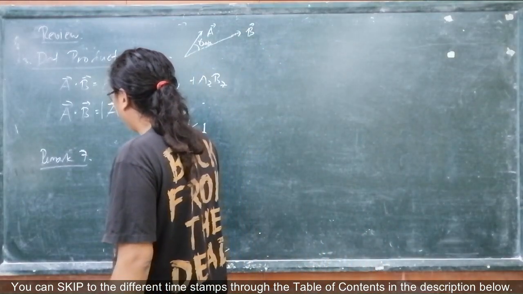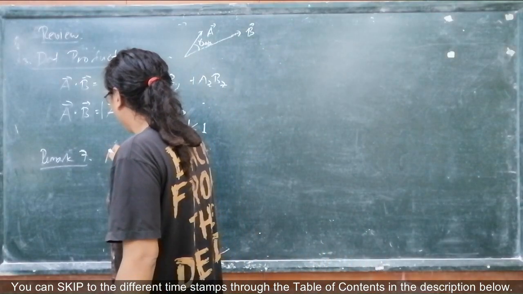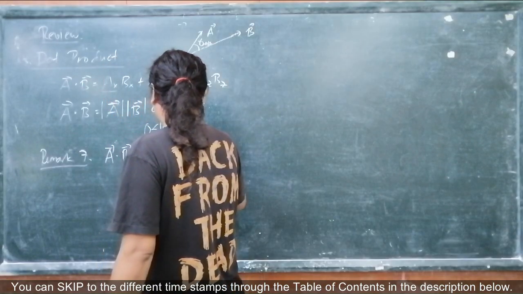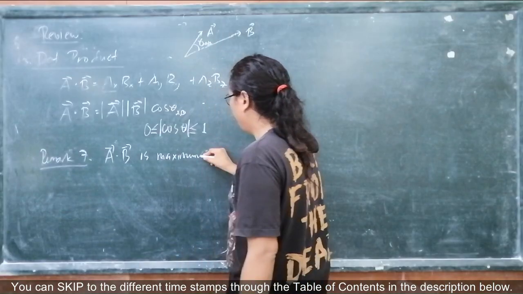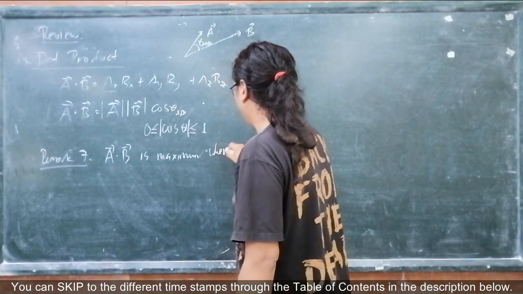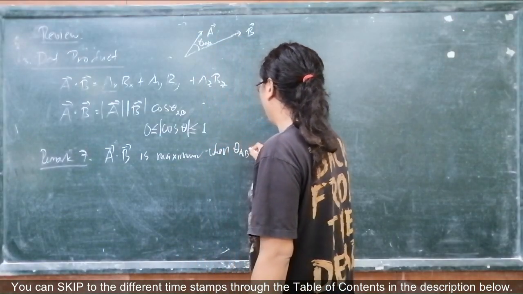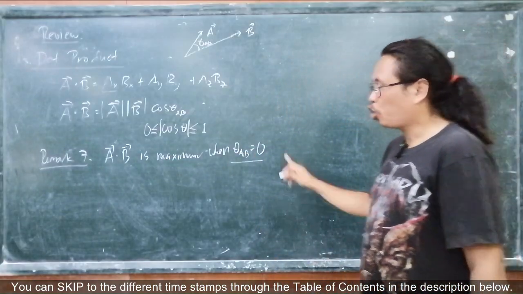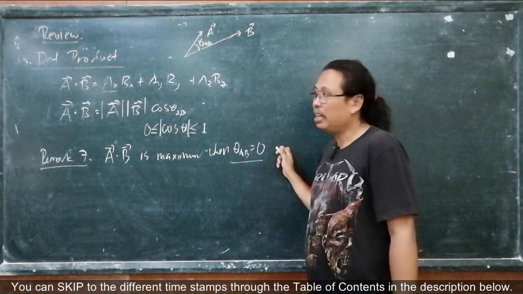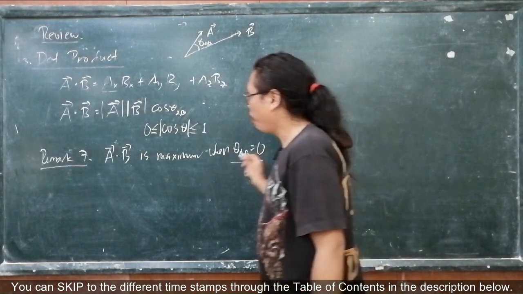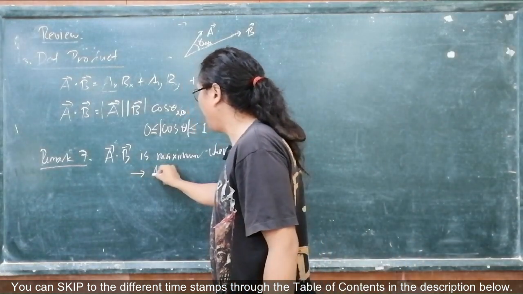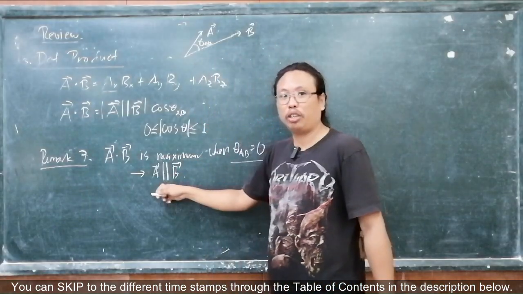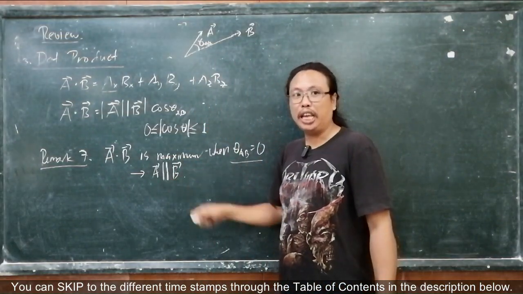So here we can have remark 7. A dot B is maximum when theta AB equals 0, because cosine of 0 is just 1. Meaning the two vectors are parallel. This implies that A is parallel to B. This is the notation, A is parallel to B.